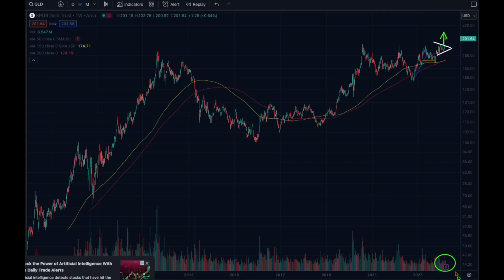A signal of what? A signal that institutional money has now waited for this entire price structure to develop, and they have determined that it's now go time. They want on board, and they're buying this breakout above 2,000.